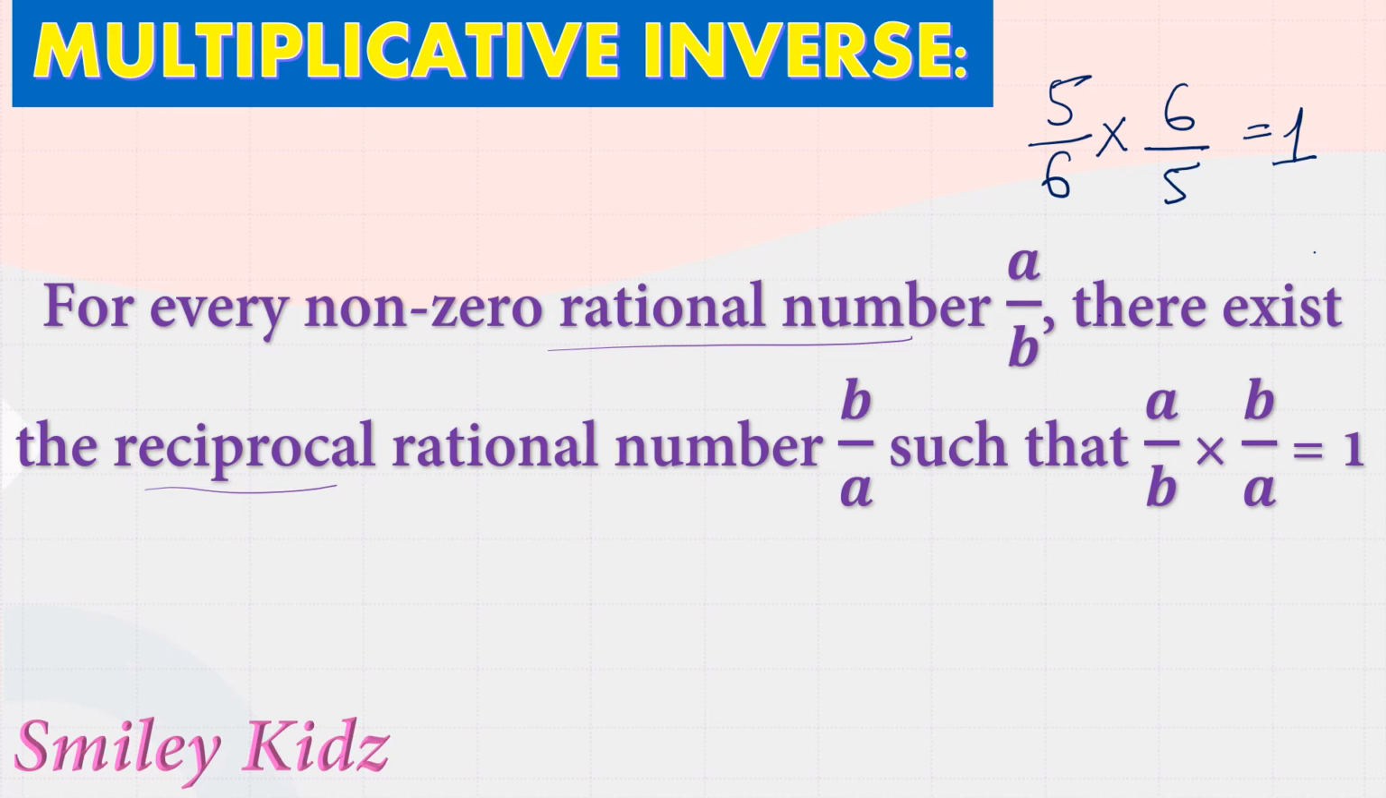Let's see few more examples. Minus 2 by 3. This is the rational number. What will be the reciprocal of this rational number? It is minus 3 by 2. When you multiply these two, we get the answer as 1. This is multiplicative inverse.